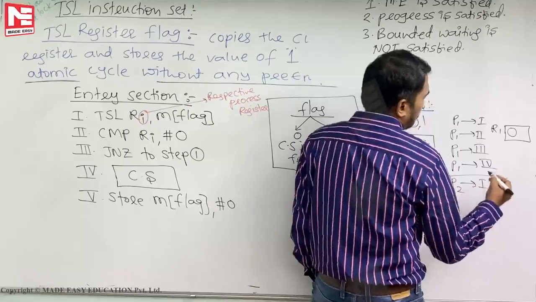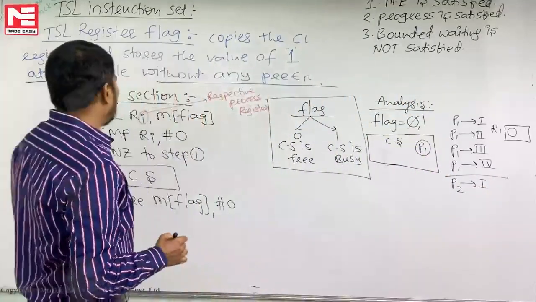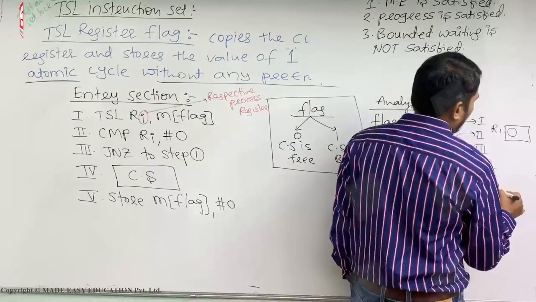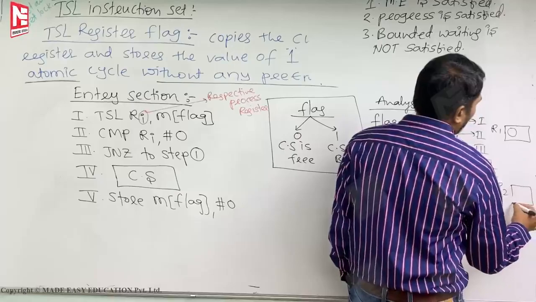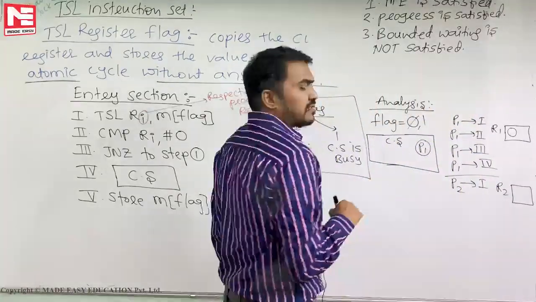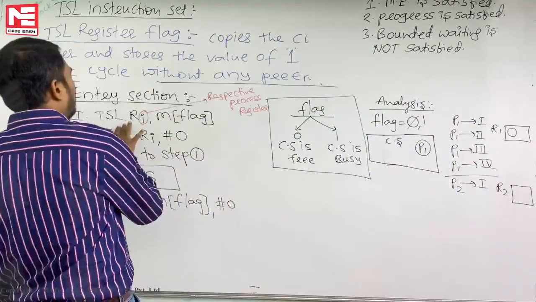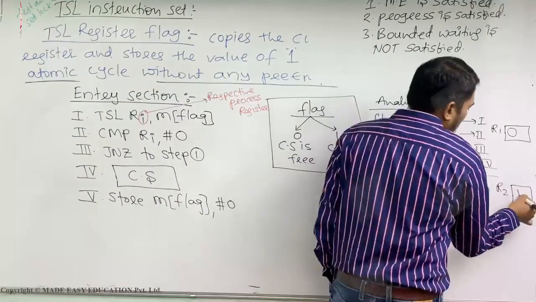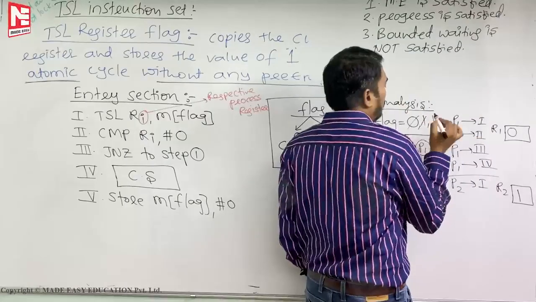Now P2 executing the first instruction. What is the first instruction? TSL RIM of flag. So I have to take a separate register for the process P2. Okay, first instruction, what does it say? Same thing, TSL RIM of flag. It copies the current value of flag into the register and stores the value of 1 into flag.